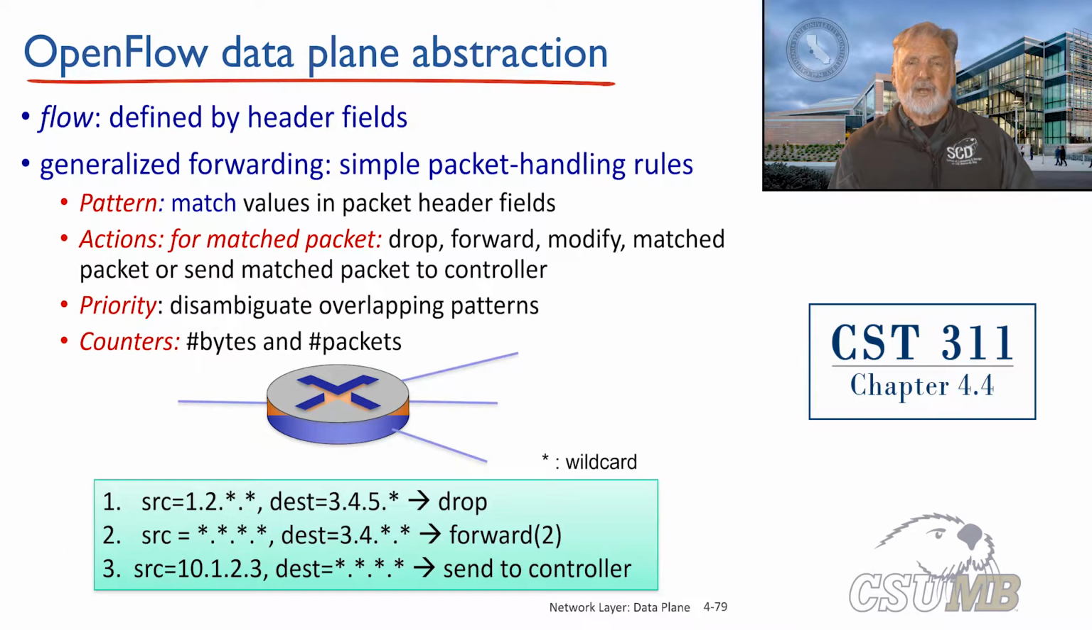At the bottom of this next slide, we see three examples of action-based matched patterns. Suppose we have a packet with a source address of 1.2.3.4 and a destination address of 3.4.5.6. What will happen to this packet? The action on this packet will be based upon the priority rules defined in the controller. Most likely, in this case, the priority rule would be defined to select the first action, drop the packet.